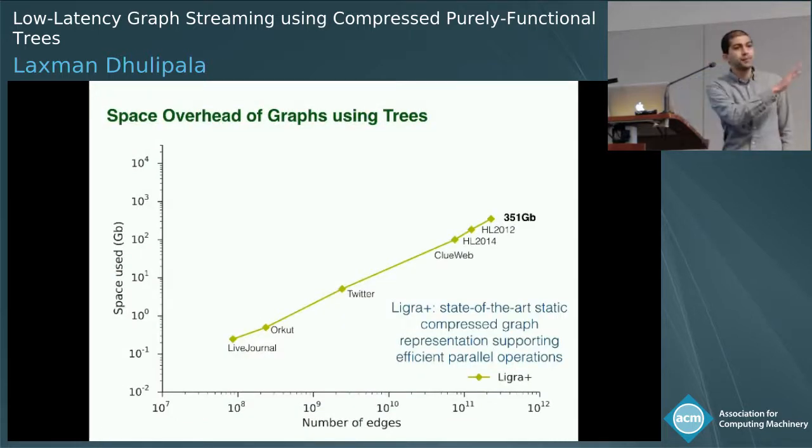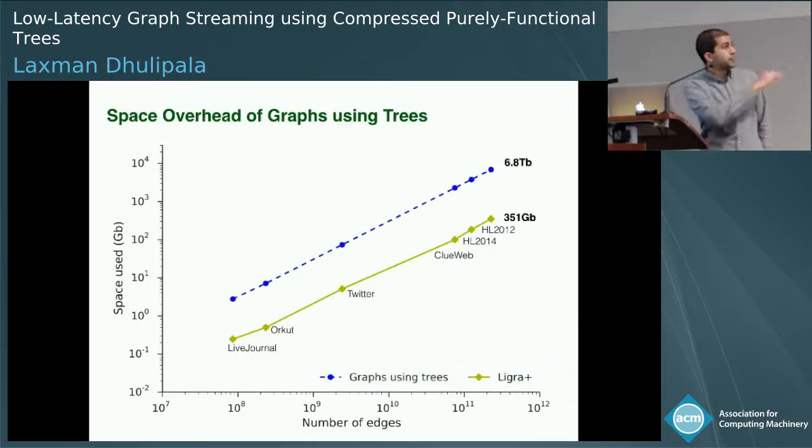So I want to compare the space usage with the best. In this slide, I'm going to show you the space usage of using purely functional trees with the space usage using Ligra+, which is a state-of-the-art static graph processing framework that represents graphs using integer compression. So that's the yellow line outlined here. And you can see that we can represent the hyperlink 2012 graph using just 350 gigabytes of memory.